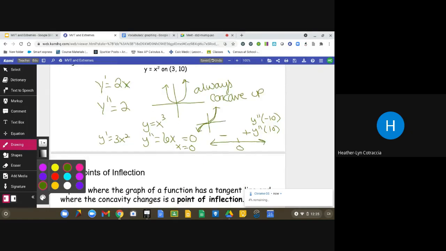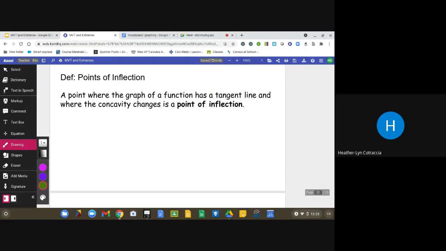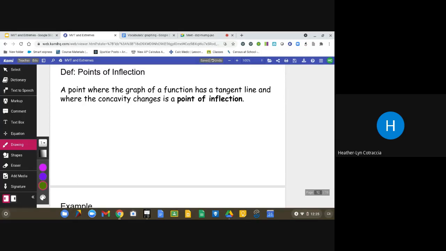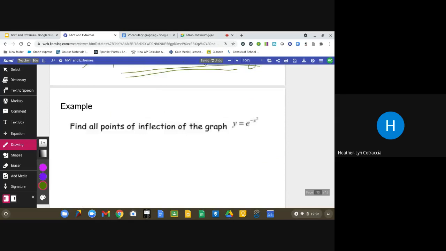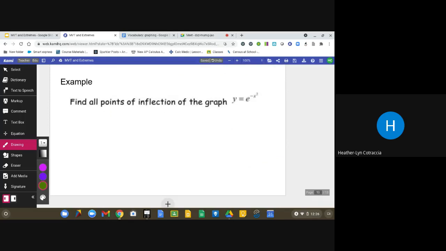Okay. And then my last one, I think I have one example left, but points of inflection is where your second derivative equals 0. And this is not true for critical values. And your concavity changes. Very important to note that. You must change from concave up to concave down. If you were to stay concave up, it is not considered an inflection point. So second derivative equals 0 and your concavity changes. Last slide. So find all points of inflection.